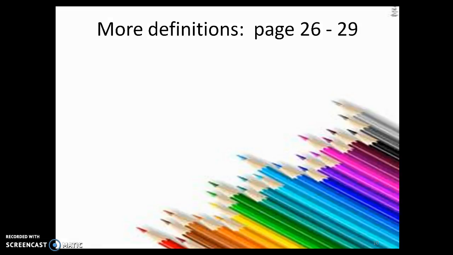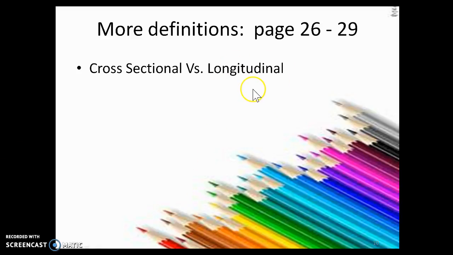A couple more definitions you need to know, especially when you're evaluating advice that people give you about parenting. Cross-sectional versus longitudinal research. Cross-sectional just means they took a random sample of preschoolers and compared them to a random sample of, say, teenagers. Longitudinal research is the same group of people, so you're not going to have any other outlying factors that might impact your research.